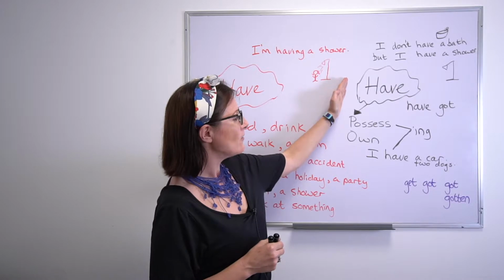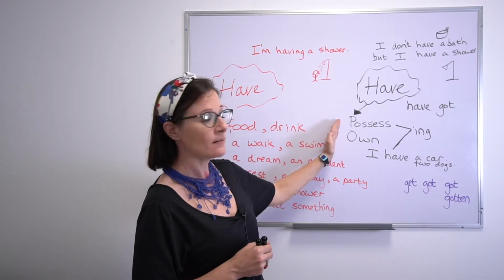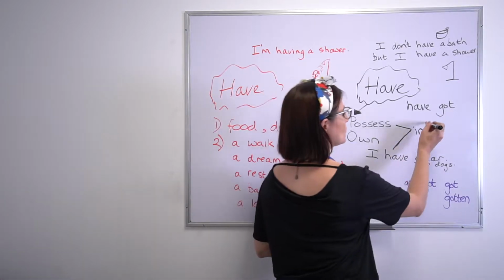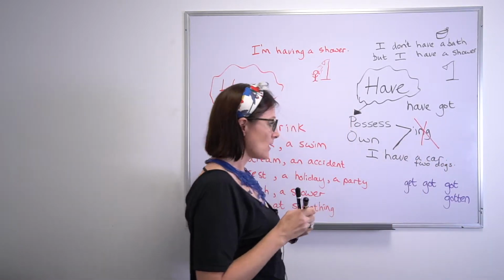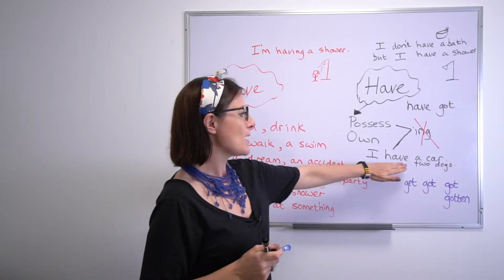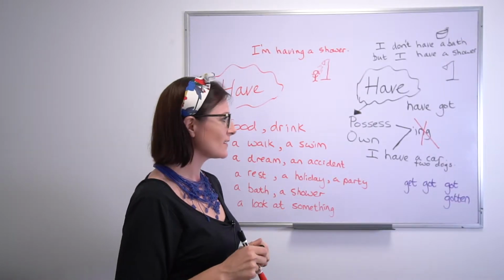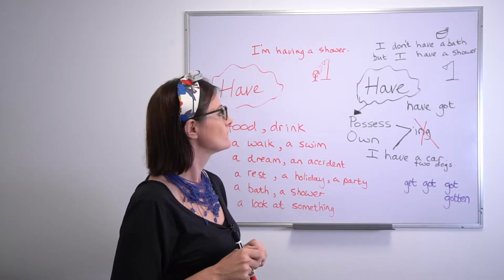When we use have with the meaning of possess or own, it is not possible to put ing. You cannot say, I am having a car or I am having two dogs. That is not correct. It is not possible.